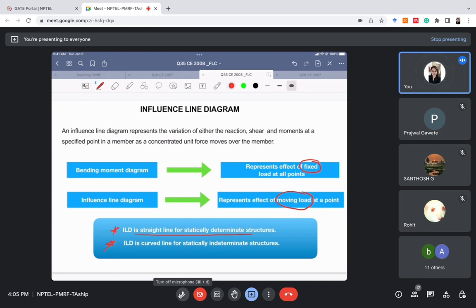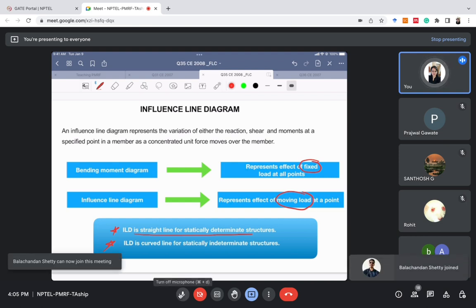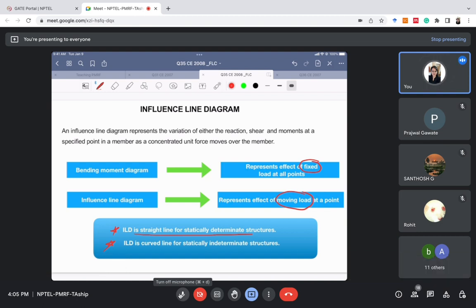For example, if for any particular determinate structure, any option has a curved line in its ILD, then you can eliminate that option right away without even solving. So these few points you should keep in mind. This will help you in solving the problem very quickly, because your aim should be to rule out the wrong options and tick mark the right answer. In GATE, you'll not be given any marks for steps. I hope it is clear. So this is a basic introduction of ILD.